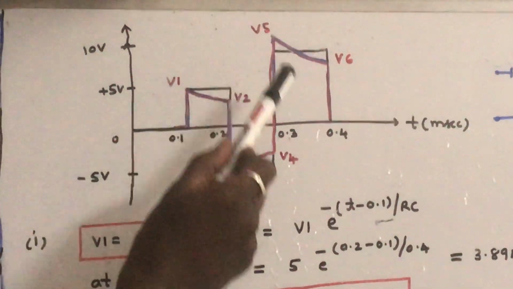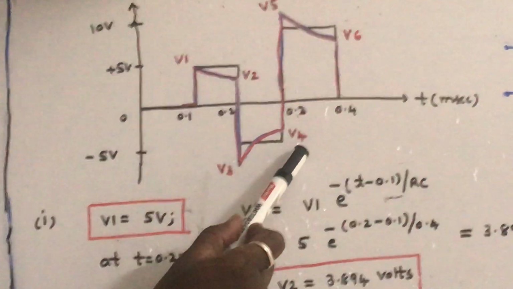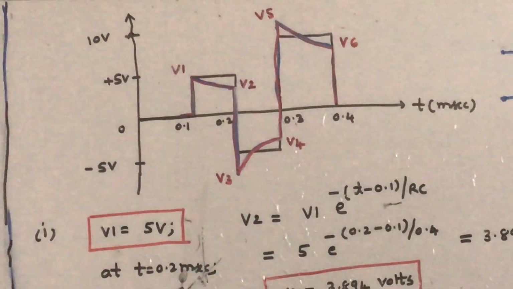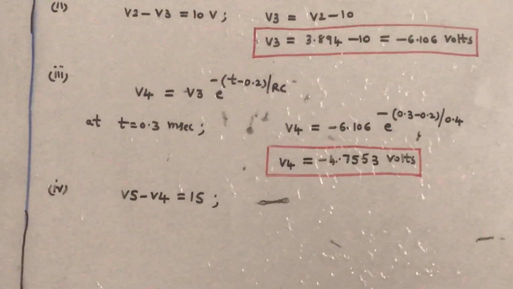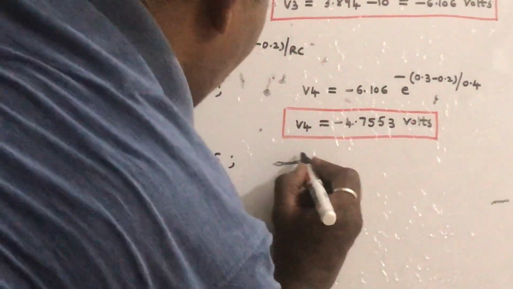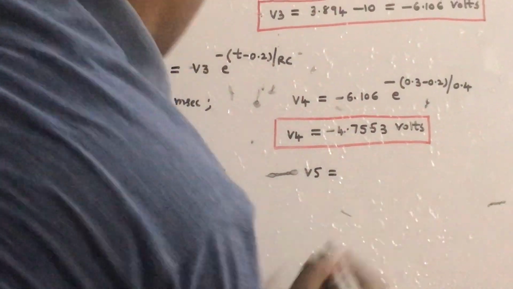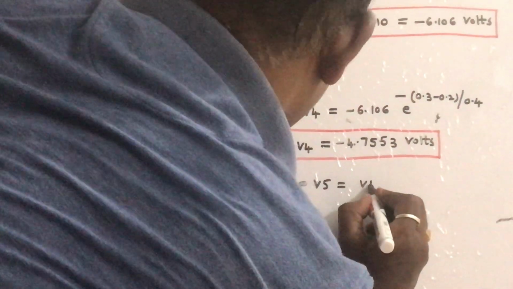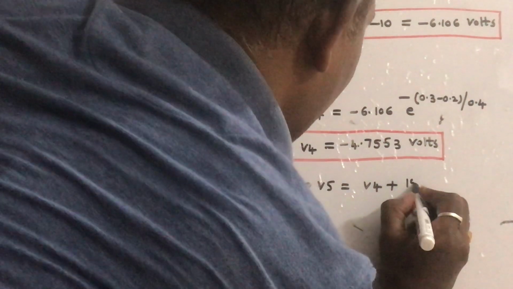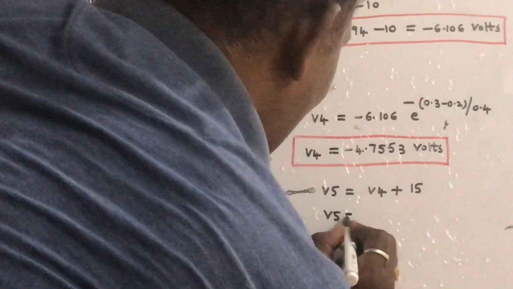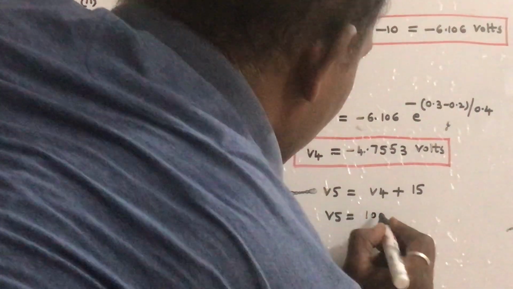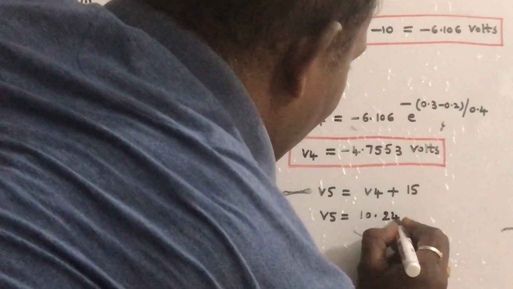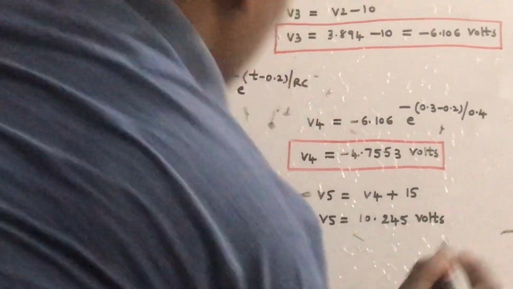So you have to carefully observe this point. What is V5 minus V4? V5 minus V4 is equal to 15 volts. So that is what we have to write. The amplitude change is 15 volts, the difference between V5 and V4. So we want V5. V5 is equal to V4 plus 15, which gives V5 as 10.245 volts. So this is the value of V5.